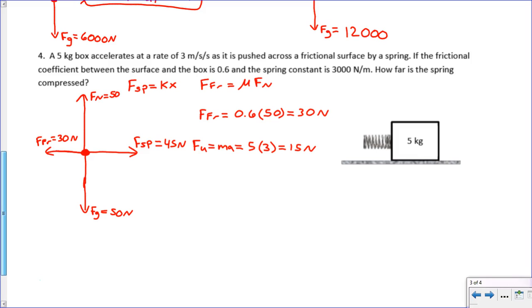We are pretty close to the end of the problem. The last thing we're going to do is look at the spring force, which equals kx. So 45 newtons equals k, which was given in the problem as the spring constant, 3,000, times x. Divide both sides by 3,000, and we get x equals 0.015 meters, or you could write it in centimeters. It would be 1.5 centimeters.